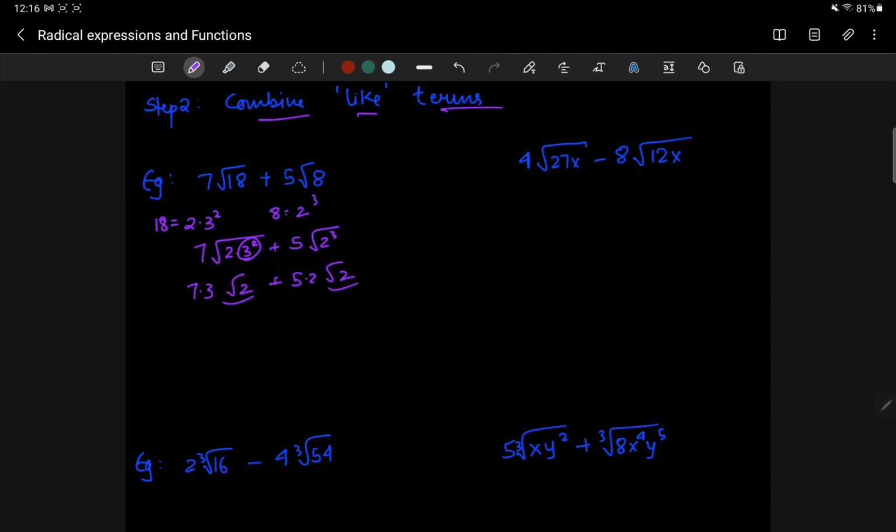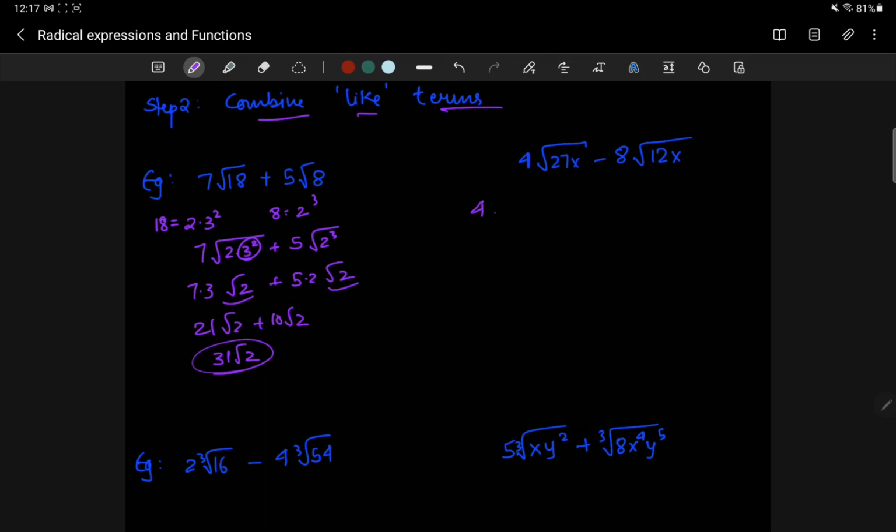Okay, that's why the factoring is important, because right at the beginning it may not be clear that they are actually like terms. So this is 21 root 2 plus 10 root 2 giving me 31 root 2. Let's look at the next one.